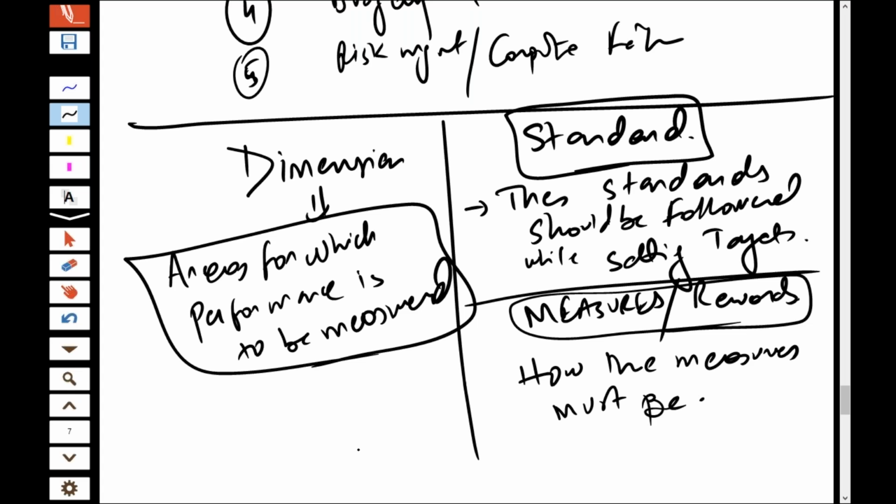I'm repeating: when we talk about this specific building block model, you need to understand that there are three specific things with respect to it. One is the dimension block. The other is the standard block. And the third is the measures or rewards block.